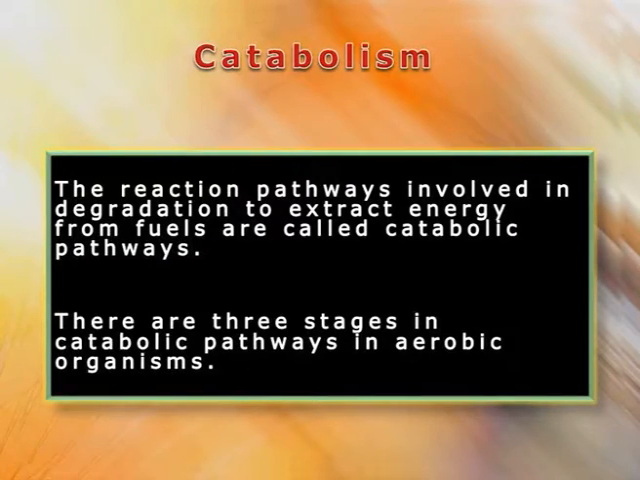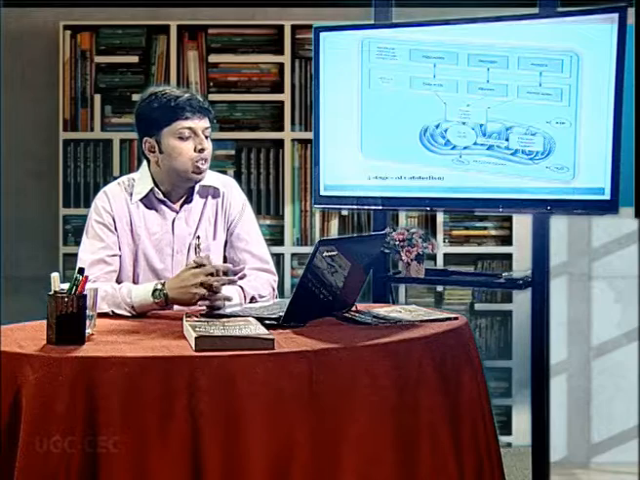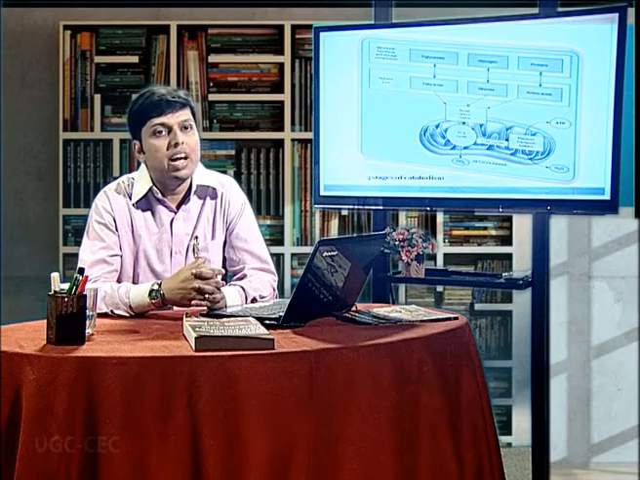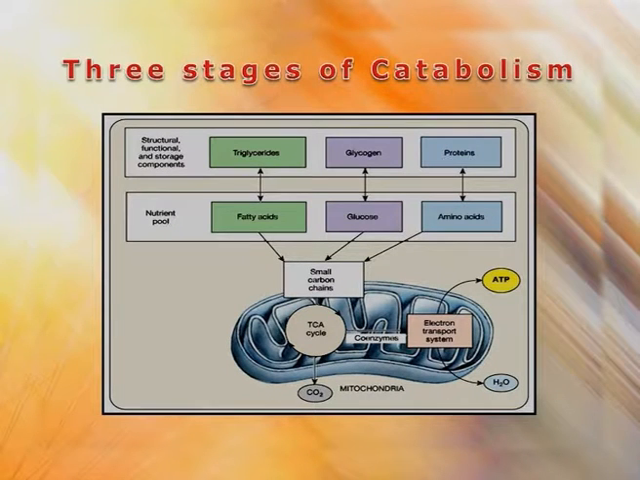Catabolism is actually the degradation of complex macromolecules into their basic building blocks. It is bioenergetically a downhill process. There are three successive stages of catabolism as can be shown in this slide. The macromolecules like the triglycerides, the glycogen and the proteins are broken down to their respective building blocks, fatty acids, glucose and the amino acids.